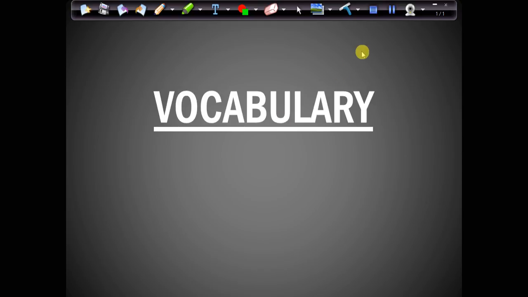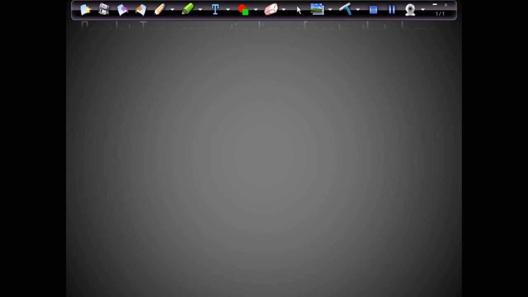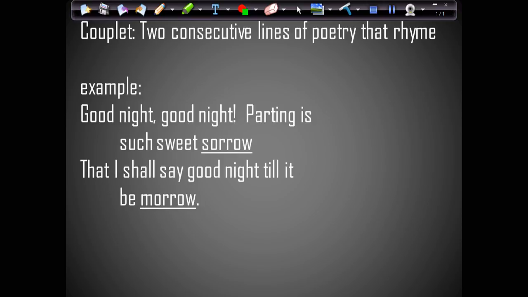Today we're going to be covering Shakespeare vocabulary that you are going to need to know on the test. To start, we have a couplet, which is 2 consecutive lines of poetry that rhyme. Here's an example. Good night, parting is such sweet sorrow that I shall say good night till it be morrow. This is an example because you see the 2 underlined words, sorrow and morrow, that rhyme.